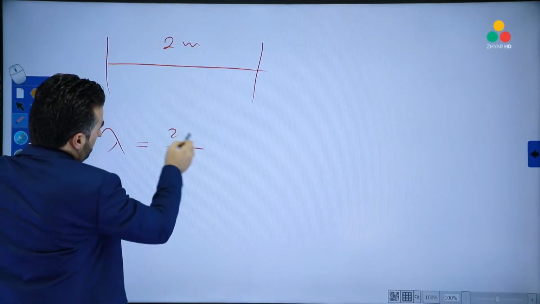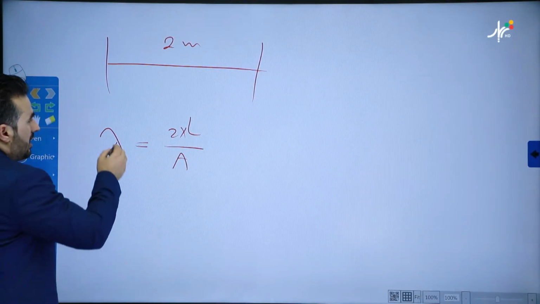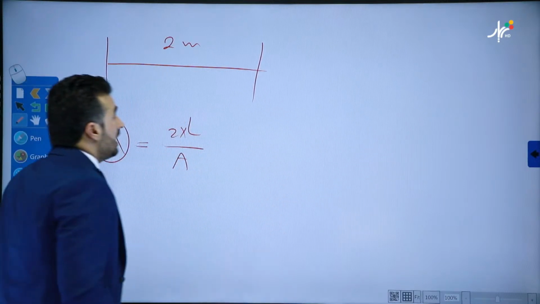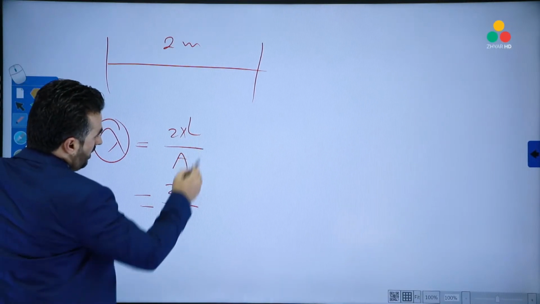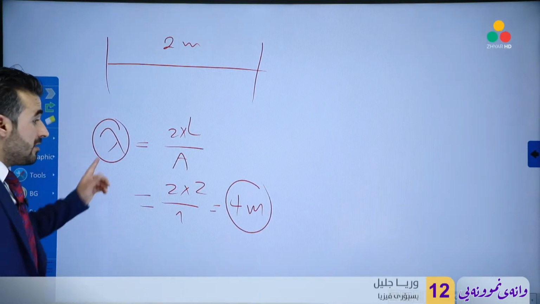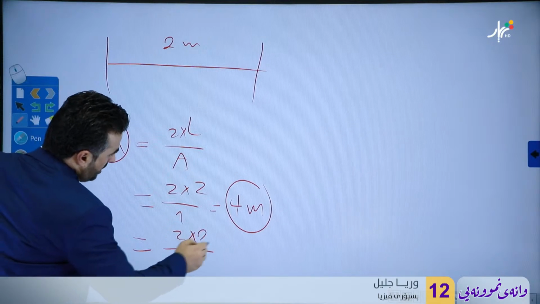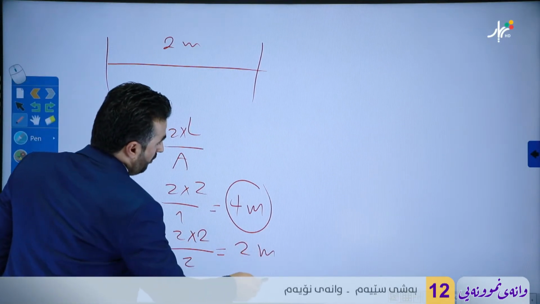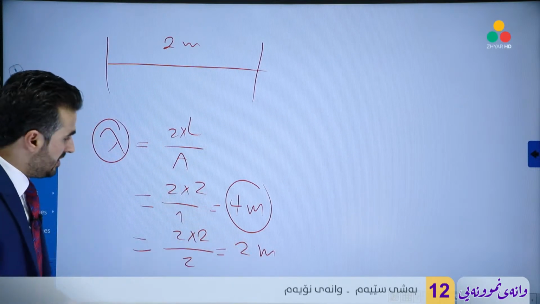Wavelength equals 2 times the length divided by the number of antinodes. Let's say we can have different numbers. If we have 1 antinode, what would be the wavelength in this case? 2 times the length is 2, divided by 1, so of course 4 meters. So a wavelength of 4 meters would produce a standing wave. What if we have 2 antinodes? 2 times 2, then divide by 2, and we get 2 meters. So a 2 meter wavelength would also produce a standing wave.